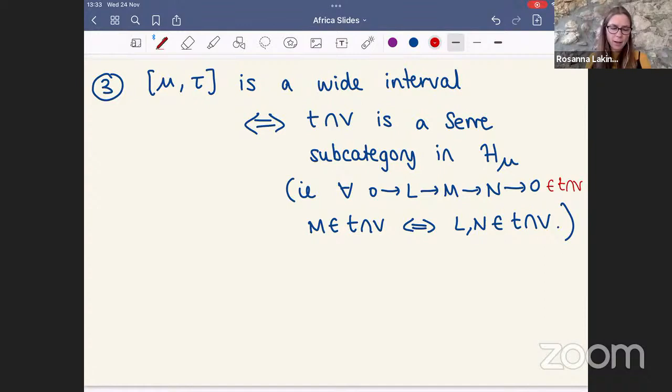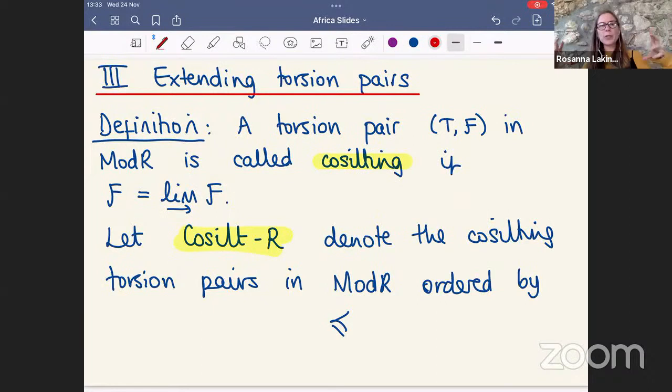Okay, so this was the first part of the plan. We wanted to move the lattice of torsion classes into the derived category and then understand these wide intervals in this new setting. So this is done.